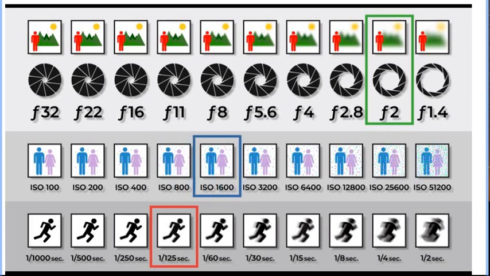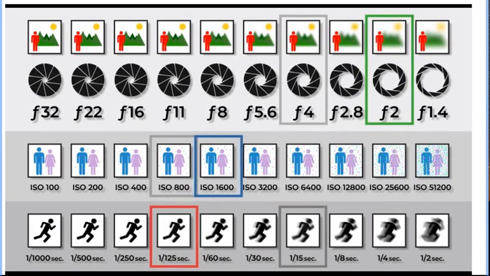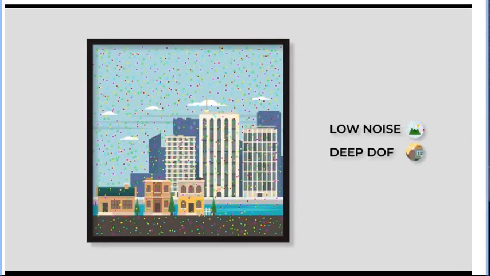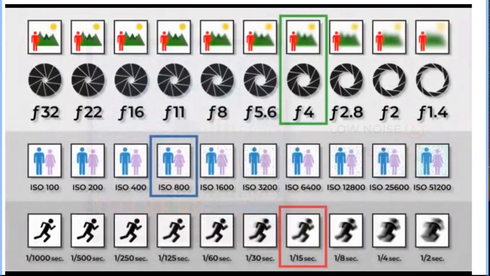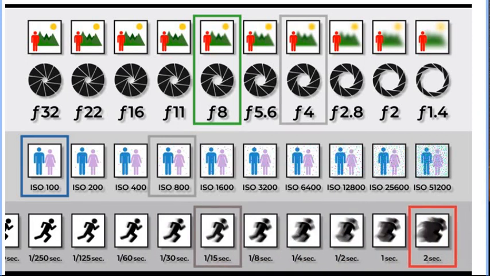So the equivalent exposure to 1/15th of a second, ISO 800 and f4 would in this case be 1/125th of a second, f2 and ISO 1600. It's important to note that this is only one situation. If I was shooting a landscape and wanted low noise and high depth of field, forcing me to change my aperture to f8 and my ISO to 100, I would need to compensate the 5-stop reduction in light with the shutter speed, causing me to expose for 2 whole seconds to maintain proper image brightness.